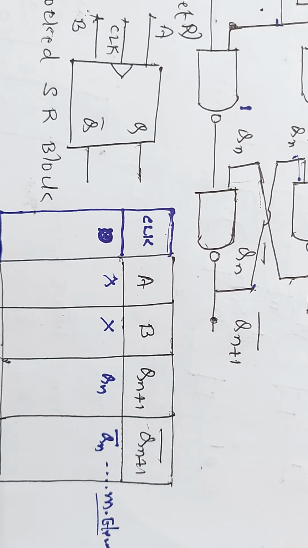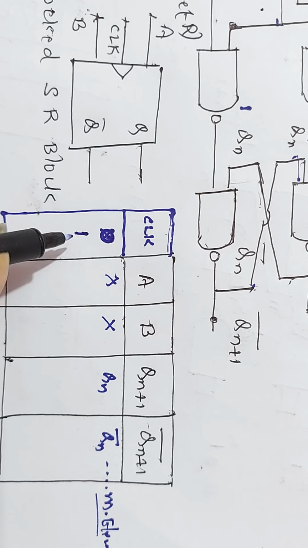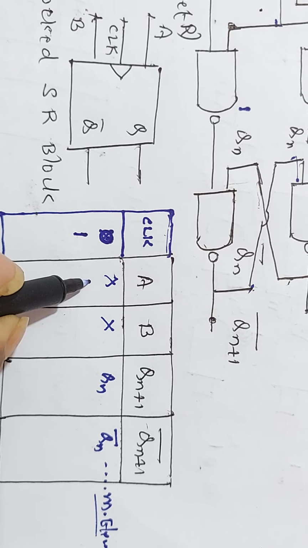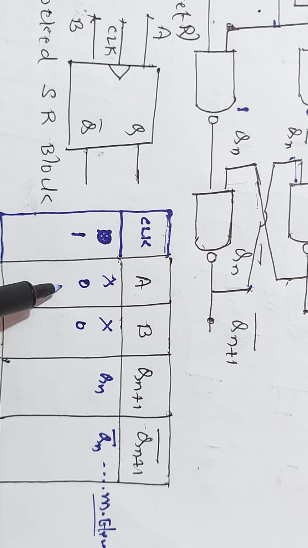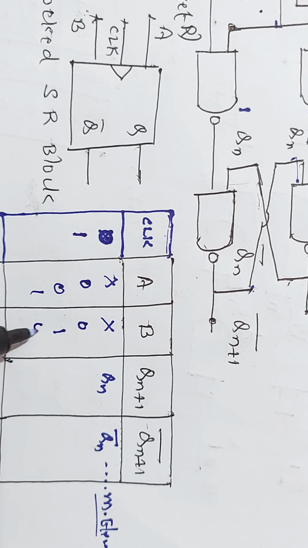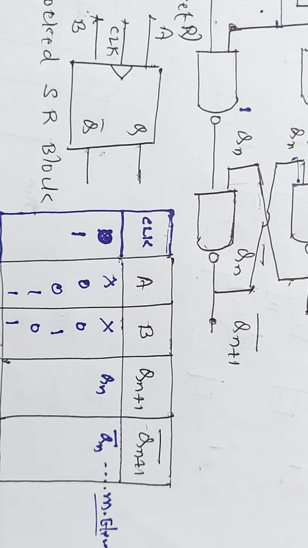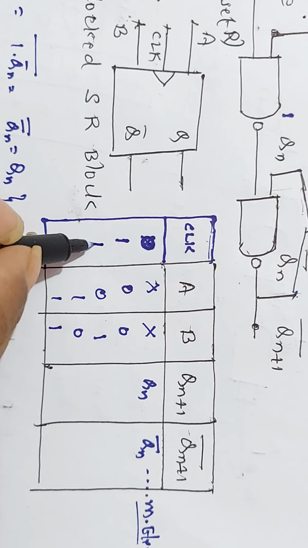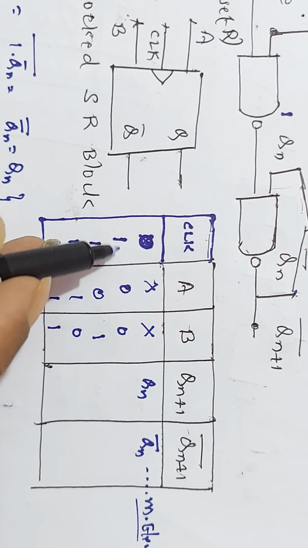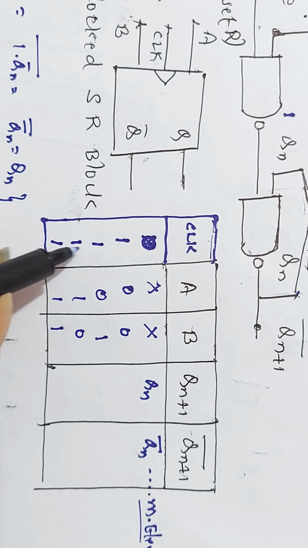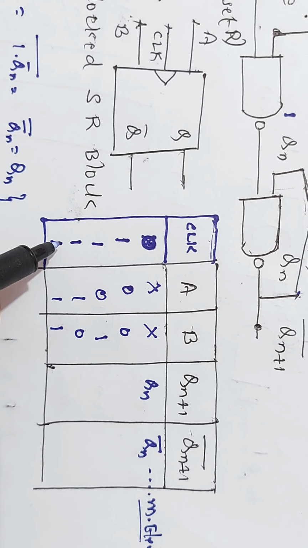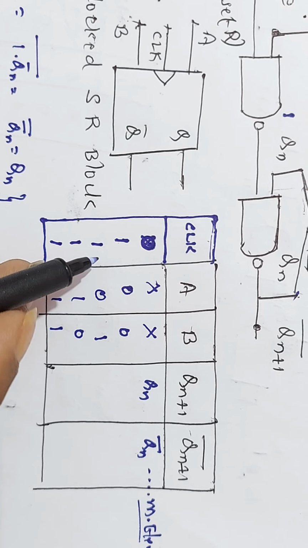Now let us consider when the clock pulse is present for all the 4 possible inputs: 0 0, 0 1, 1 0, 1 1 are the 4 possible inputs, and let the clock pulse be present. Logic 1 represents positive clock pulse, that is, clock pulse is present.